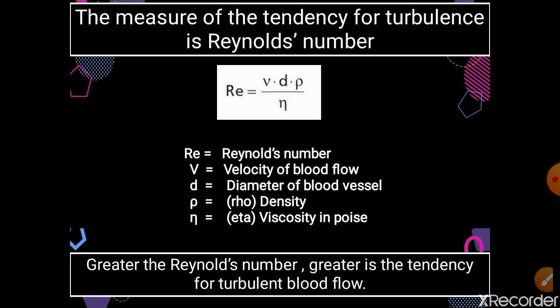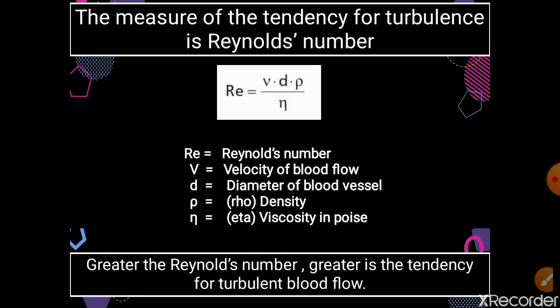The formula for Reynolds number calculation is velocity of the blood flow multiplied by diameter of the blood vessel multiplied by density of the blood, divided by viscosity of the blood. Density is denoted by the Greek letter rho, while viscosity is denoted by eta. Dear students, please remember this is not P and N, as many of you make this mistake during the vivas.